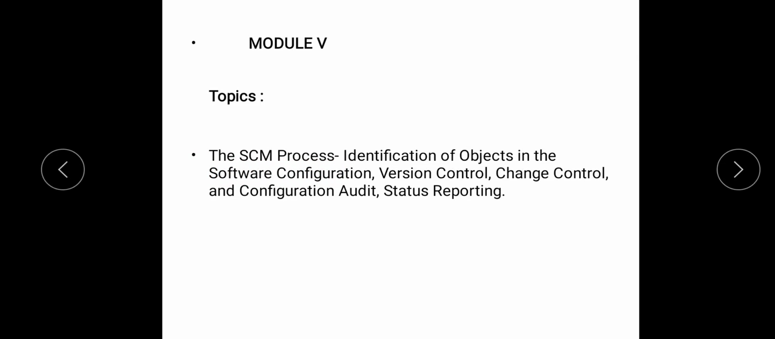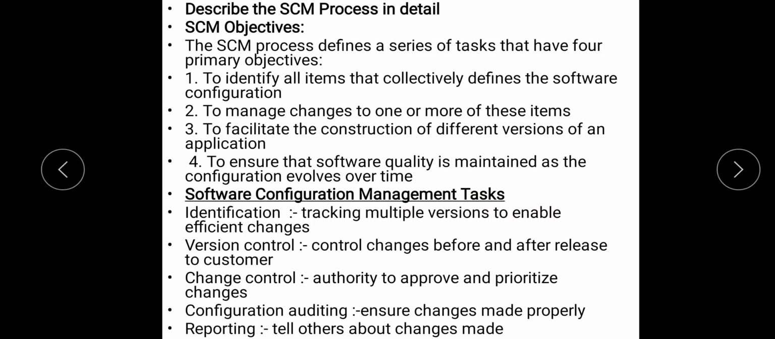So what are the steps in the process? First is identification of objects in the software configuration. Next, version control, change control, configuration audit, and status reporting. So it could be an essay question for your KTU exam: describe the SCM process in detail.